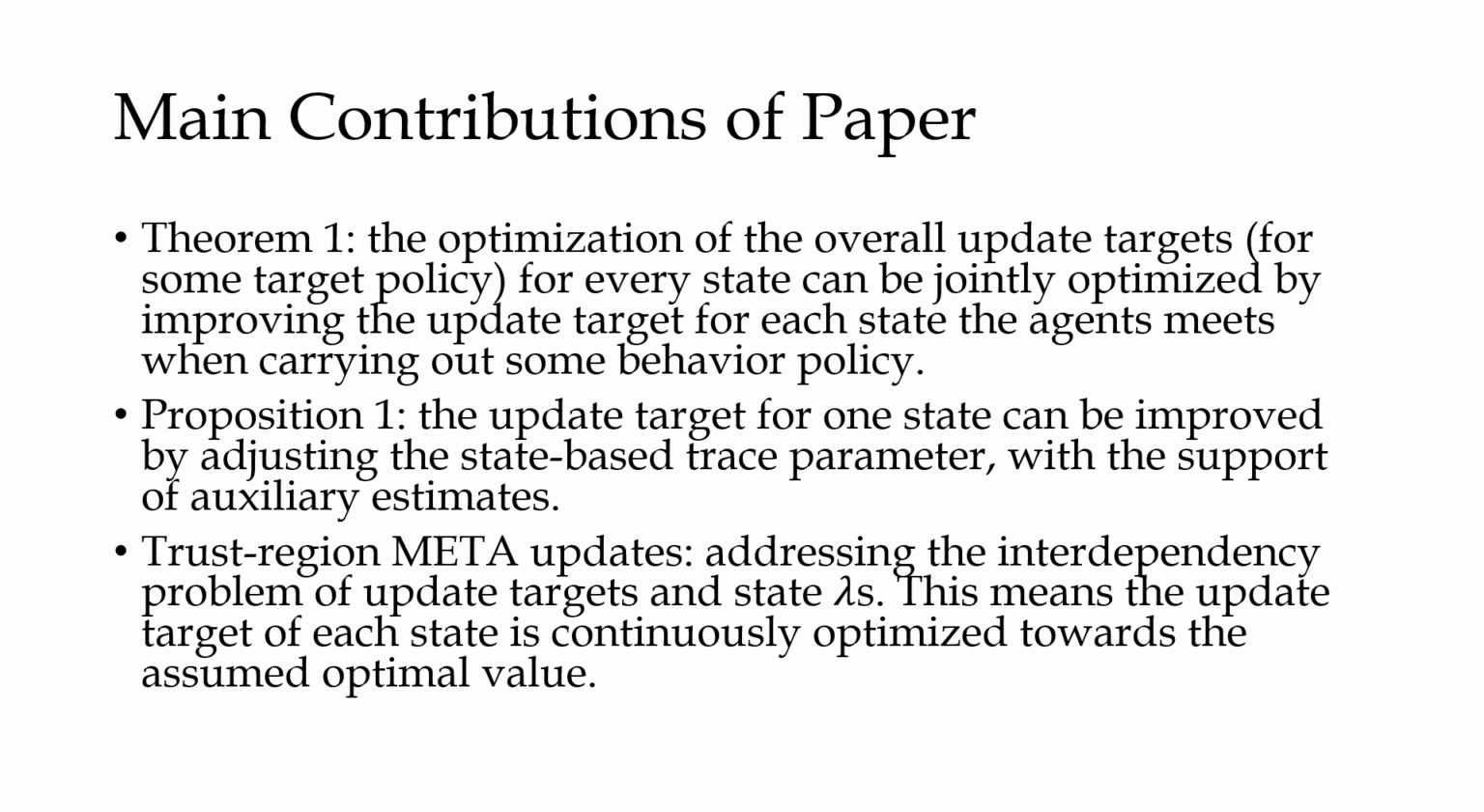To conduct the per state updates, we need auxiliary estimates of the statistics of the update targets. However, the interdependencies of the state update targets and the state lambdas cause trouble when doing the adaptation. We address such a problem using trust region style updates.